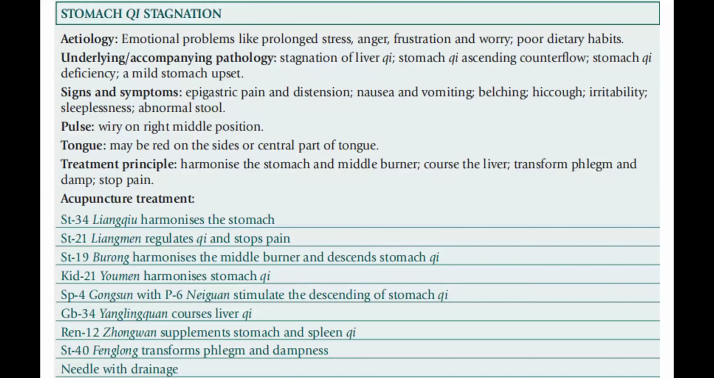To summarize, stomach qi stagnation has its etiology in emotional problems like prolonged stress, anger, frustration, and worry, and poor dietary habits. Underlying and accompanying pathology are stagnation of liver qi, stomach qi ascending counterflow, stomach qi deficiency, and a mild stomach upset. Signs and symptoms are epigastric pain and distension, nausea and vomiting, belching, hiccup, irritability, sleeplessness, abnormal stool. The pulse will be wiry on the right middle position, and the tongue may be red on the sides or central part.